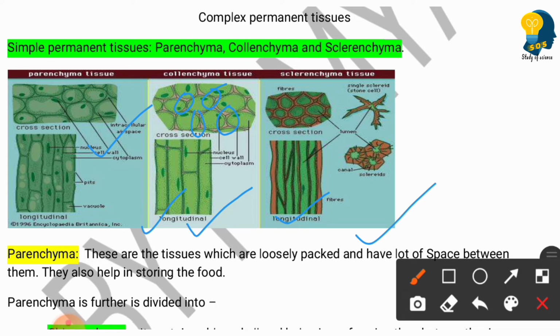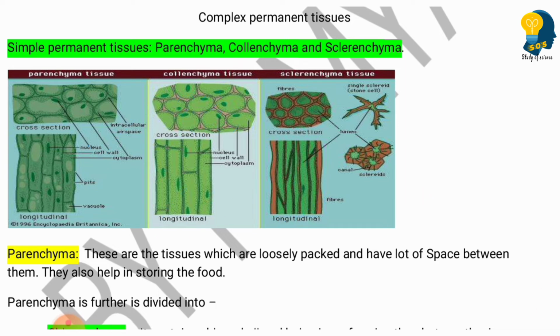And where are these Sclerenchyma tissues present? These tissues are present in the seeds, nuts, husk of the coconut and fibers of jute. Okay, so these are the places where the Sclerenchyma tissues are present. Clear? I hope you have understood. Once again, let us recall.